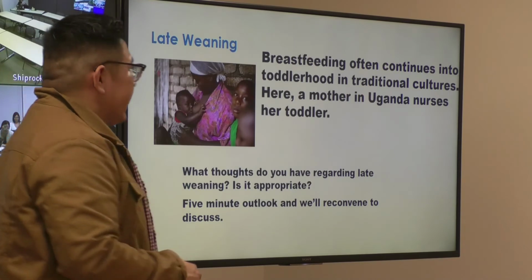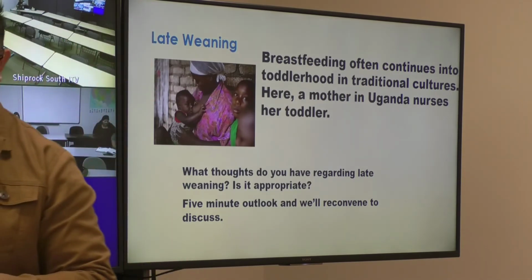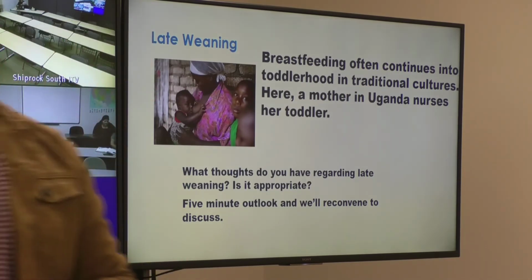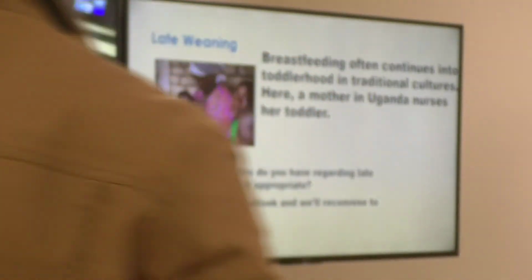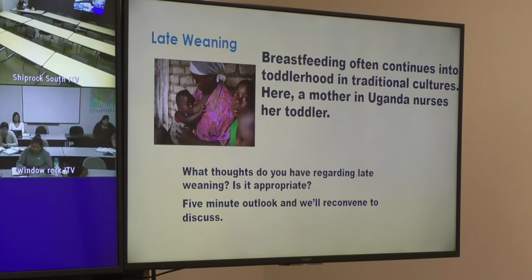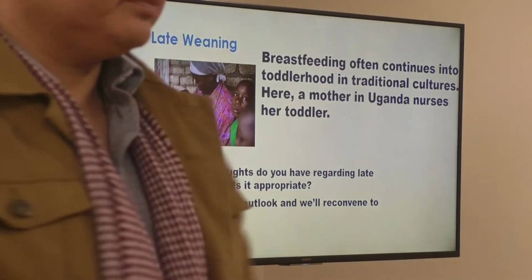So late weaning. Breastfeeding often continues into toddlerhood. So late weaning, how many consider this normal, abnormal, or odd? I wanted to have a 5-minute discussion, but I think I want to still keep going. Is that fine? All right, so I'm going to have a thought. What thoughts do you have regarding late weaning? Is it appropriate? What do you think?